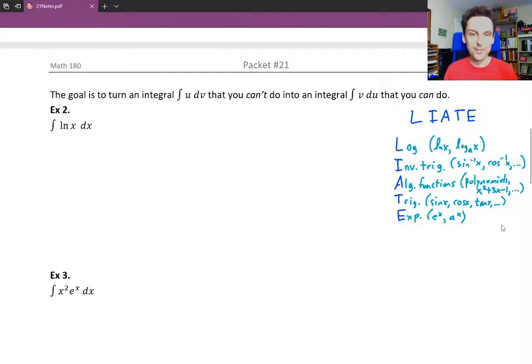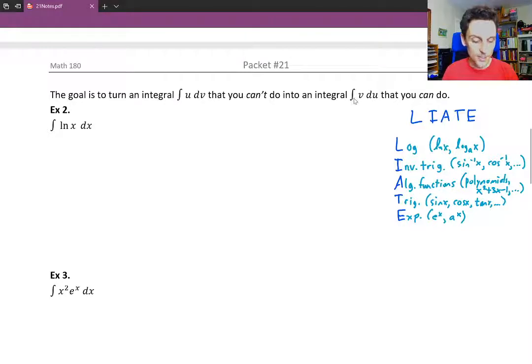Actually, a to the x covers everything. Okay. So trig functions and exponential functions are generally bad choices for you because when you take their derivatives, they don't get any simpler. The derivative of sine is cosine. The derivative of cosine is negative sine. They just keep going back and forth. The derivatives of exponentials just stay the same. They don't get simpler. And we want simpler du's because that's what's going inside of your new integral, right?